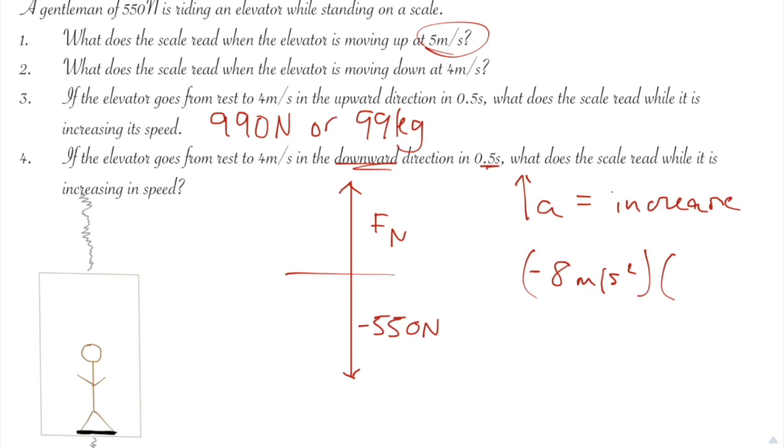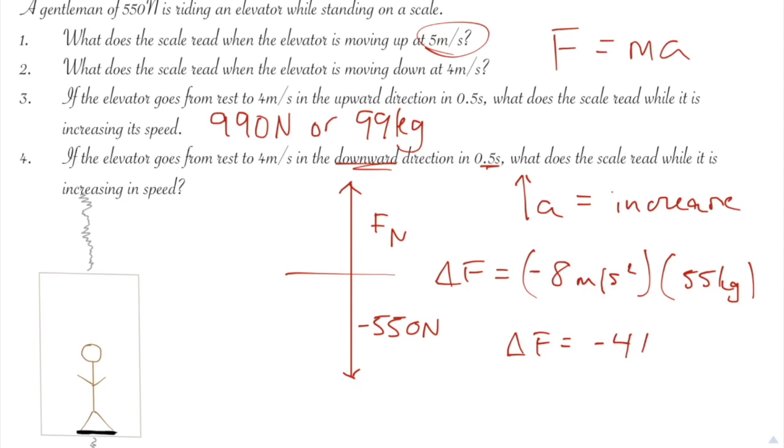And those negative 8 meters per second squared, we would multiply that by the mass of the man, which was 55 kilograms, to get the overall net force. And we're going to have the same 440 newtons, but this time it's going to be negative because of the negative acceleration. So negative 440 newtons. We're going to see how that plays out in our normal force, the measurement of the scale.